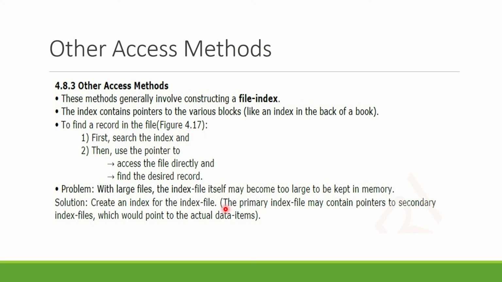The main index is called the primary index file. It may contain pointers to the secondary index file. So the first set is pointing to a second set of index, and that second set is called the secondary index file. From that secondary index file, we can point to the actual data items or actual records. That is the concept of primary index file and secondary index file.